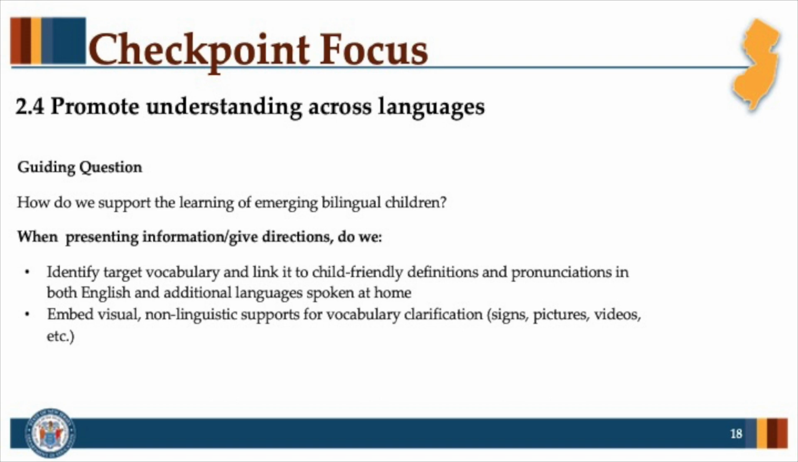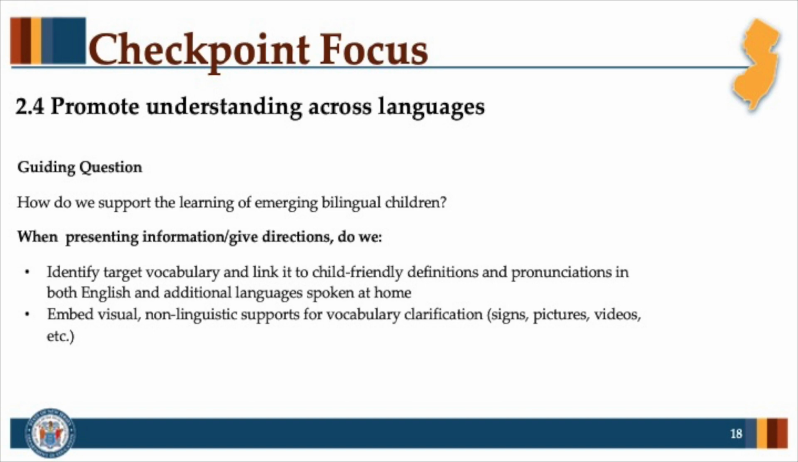For our next checkpoint, we'll look at checkpoint 2.4, which is promoting an understanding across languages. This guiding question focuses on how we support the learning of emerging bilingual children. So when considering our emergent bilinguals, are we presenting information and giving directions that identify target vocabulary and link it to child-friendly definitions and pronunciation in both English and other additional languages spoken at home?